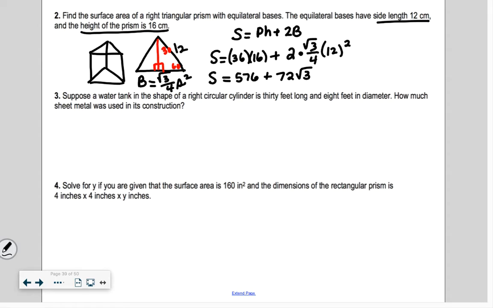So 576, so we do 144 divided by 4 times 2. All right, so 72 root 3. So we get that. I'm fine if you leave it like that. That is a number, in inches squared, or centimeters squared, I guess. But if you want, you can multiply that by root 3 so it's all together, and say that's around 700.708 centimeters squared. Okay, that's fine as well.